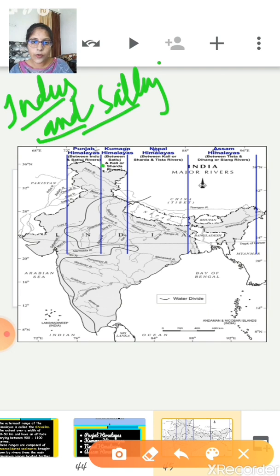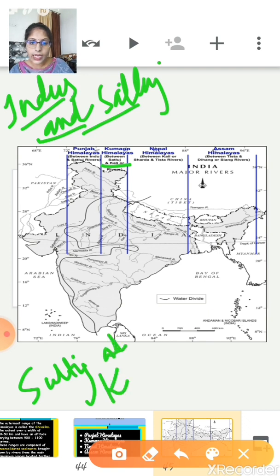Second one is the Kumaon Himalaya. Kumaon Himalaya means the part of Himalayas lying between the Shatluj river and the Kali river. So basically this region between the Satluj and Kali is the Kumaon Himalayan region.